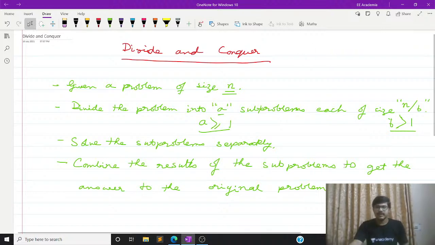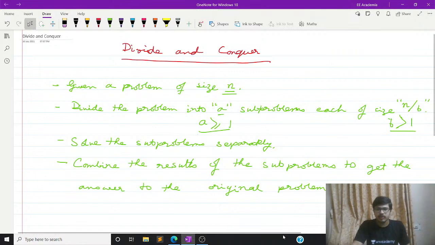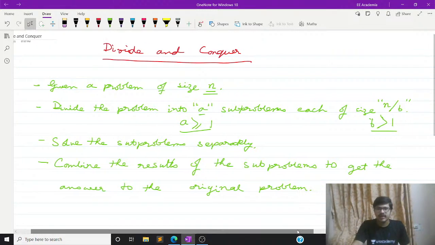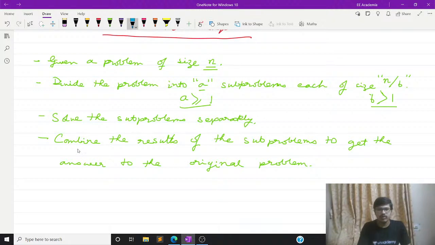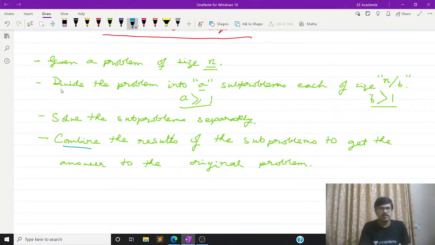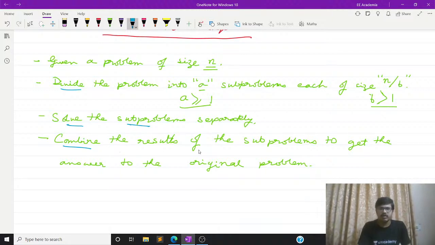So essentially, what we are doing here is we are given this problem of size n. We divide it into some subproblems of smaller sizes, and then we try to solve these problems separately. And finally, after solving those problems, we try to combine the results. So divide, solve the subproblems, and ultimately combine the results. This is the fundamental rule in the divide and conquer technique.